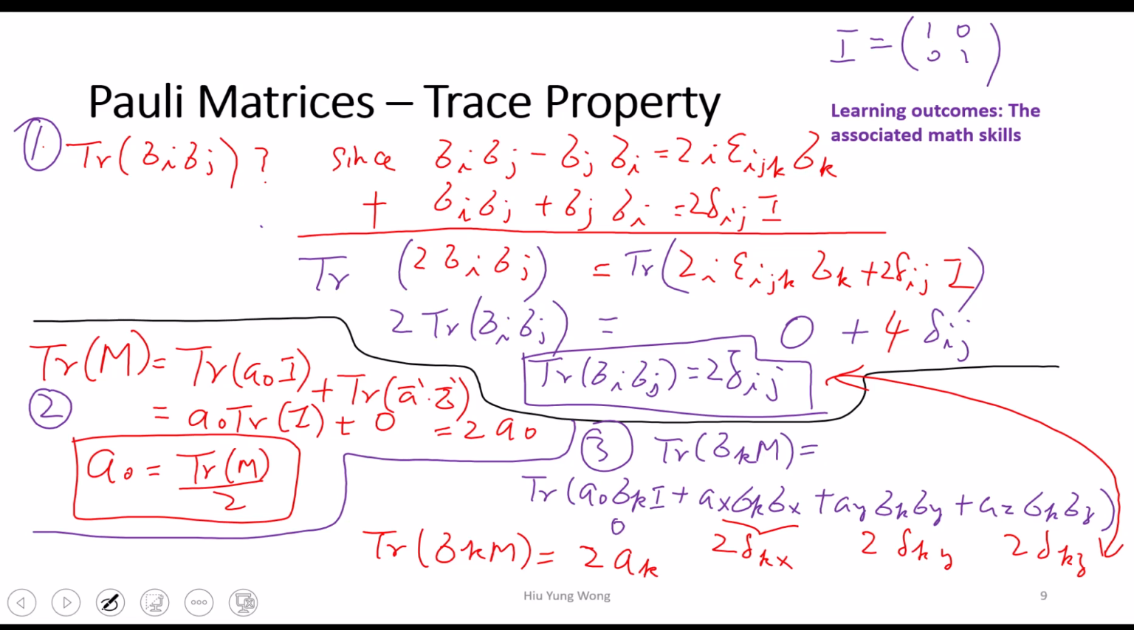K can be x, y, or z. For example, let's be very careful: when k equals x, let's say I'm finding sigma x times M, when k equals x, this is equal to 2, and these are going to be 0. So sigma x M equals 2 ax. So in summary, ak equals 1 over 2 the trace of sigma k times M.